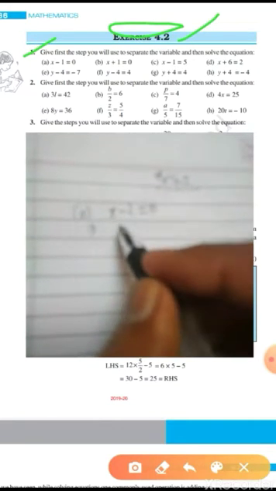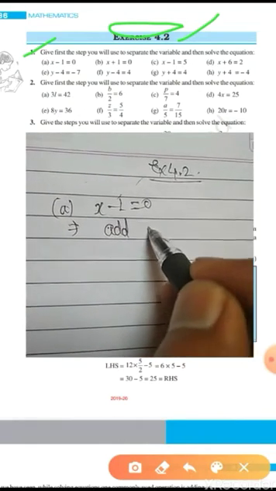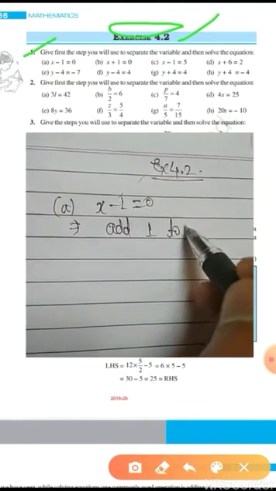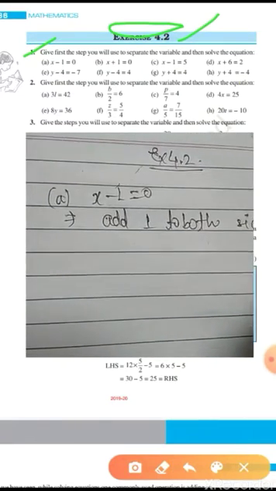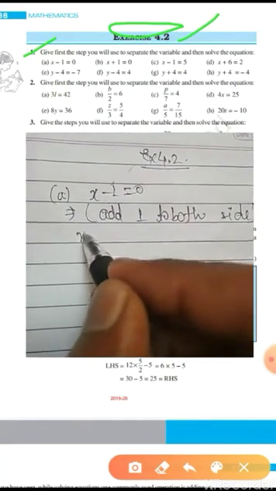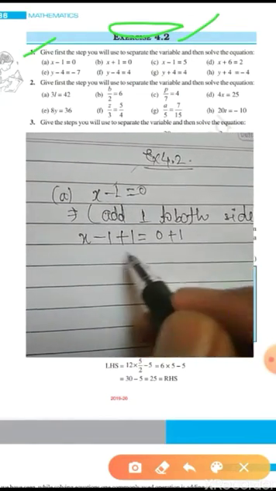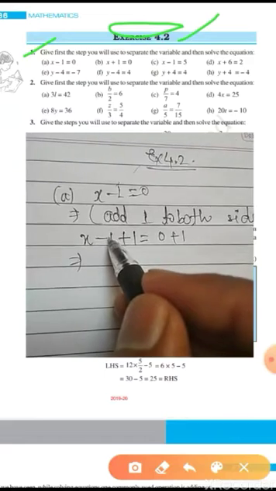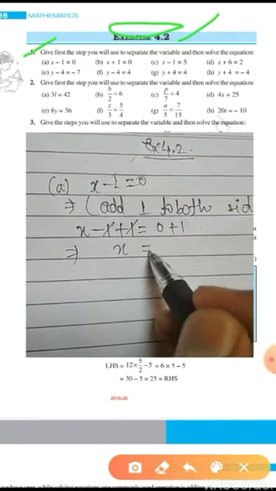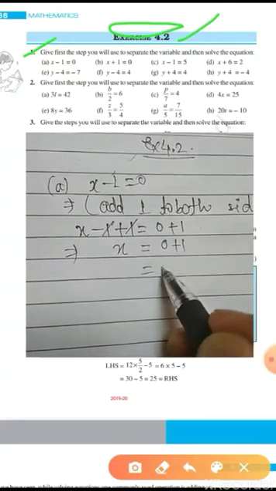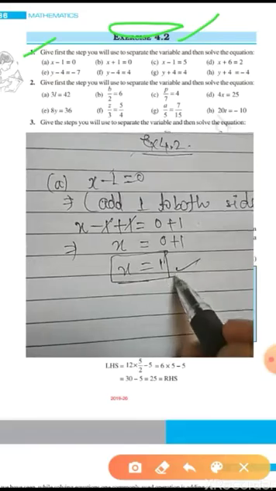First step is add 1 to both sides. So x minus 1 plus 1 is equal to 0 plus 1. Here minus 1 and plus 1 cancel each other. So x is equal to what? 0 plus 1 means 1. x is equal to 1. So x is equal to 1 is the solution of this equation.